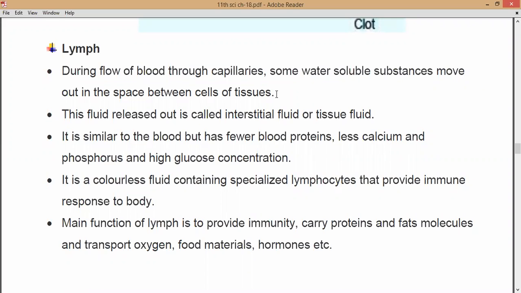The main function of lymph is to provide immunity, carry proteins and fat molecules, and transport oxygen, food materials, hormones, etc. Just like the blood, the lymph is also responsible for carrying protein and fat molecules. Also, it transports oxygen, food materials, as well as hormones, right? And apart from this, the main function of lymph is to provide immunity. How does it provide immunity? Because there is the presence of specialized lymphocytes in it, which provide you the immune response, right? So this is all about the lymph, which is known as tissue fluid.